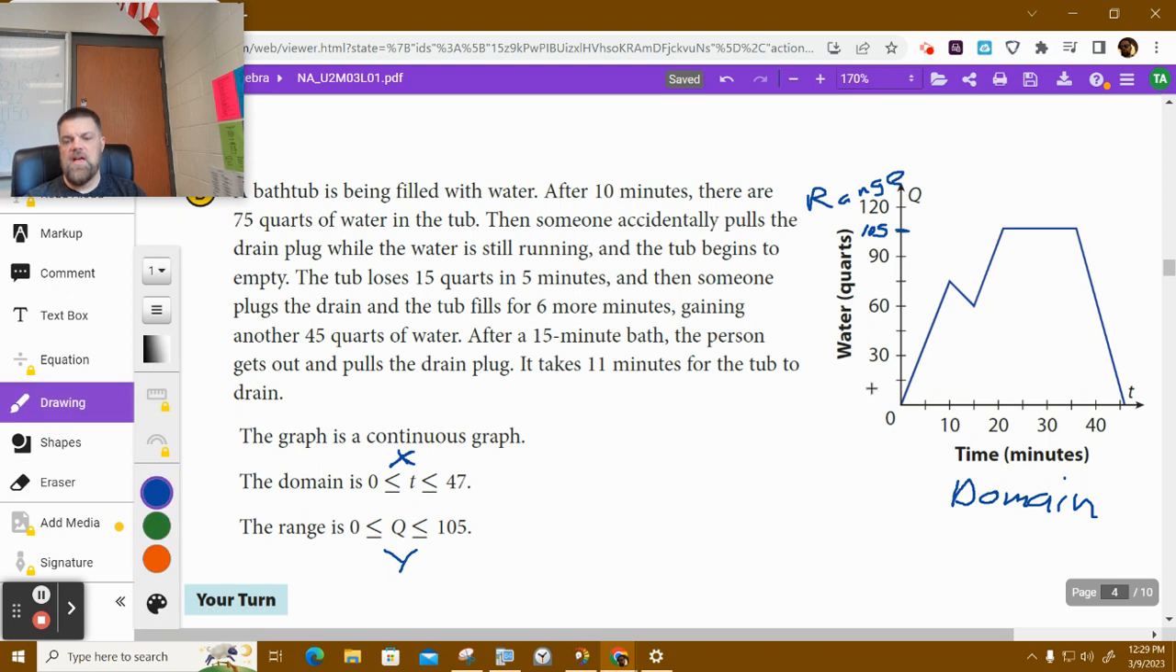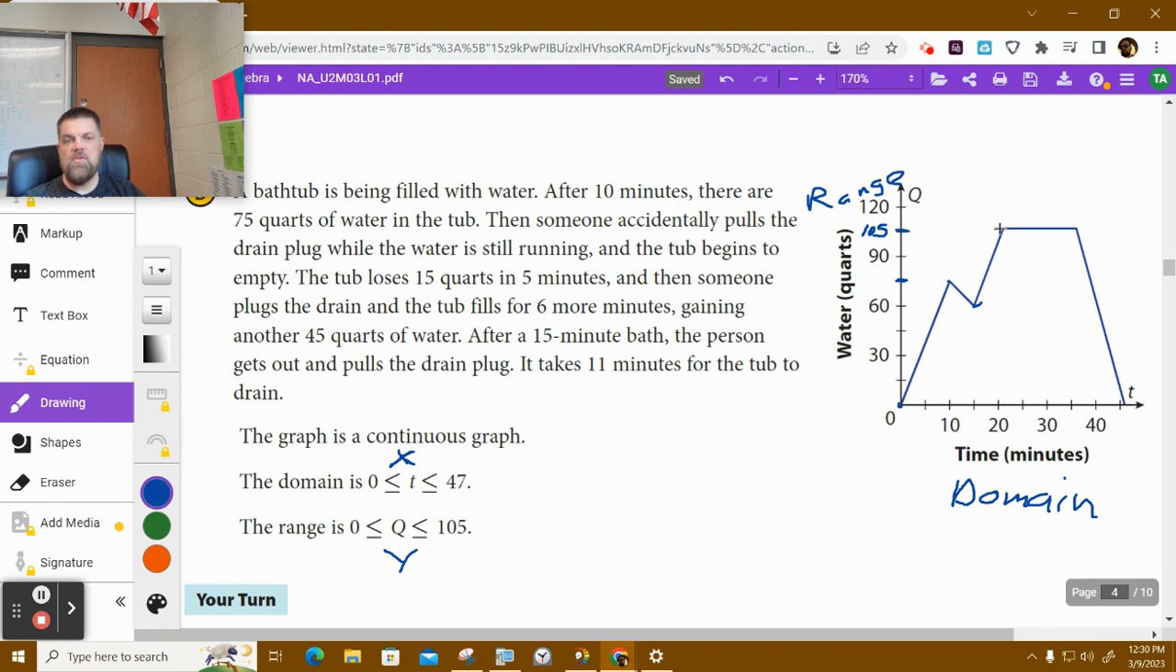So there's 0 quarts of water in the tub. I run the tub water for 10 minutes. It gets all the way up to 75. Then I accidentally pull the drain, so it starts to empty. I realize the drain came undone. I plug it back in. I fill it all the way up to 105 quarts, which is what I wanted.